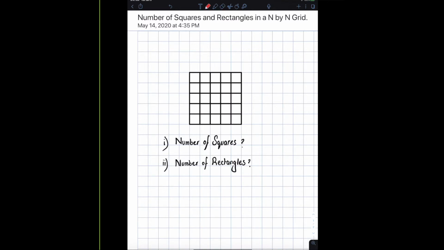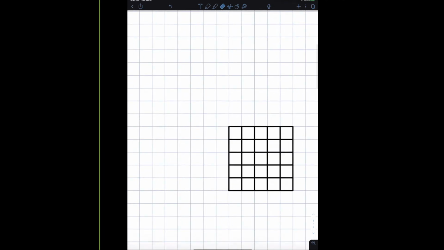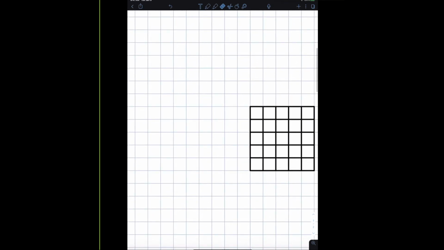I'm going to begin with showing you exactly how to compute the number of squares. This is actually the harder of the two. Computing the number of rectangles is actually quite simple. So in order to compute the number of squares, I have copied this grid right here. A systematic way to compute the number of squares would be to first identify the different types of squares that we have.